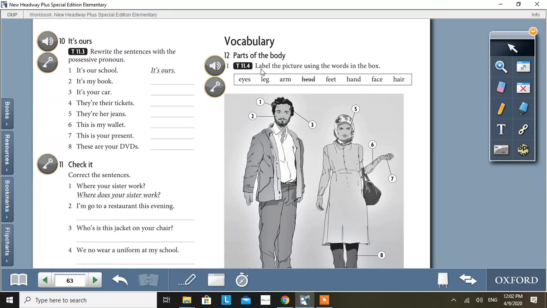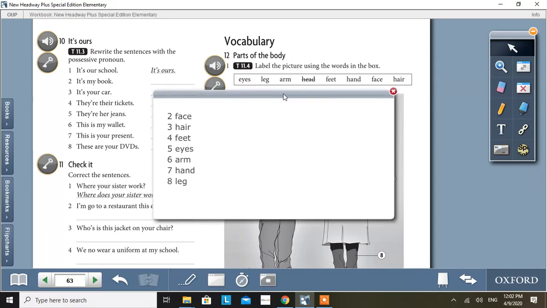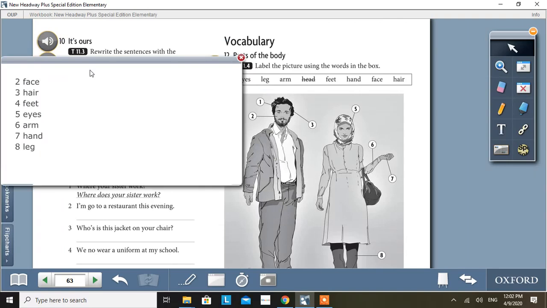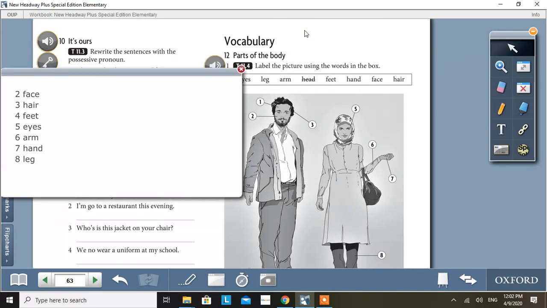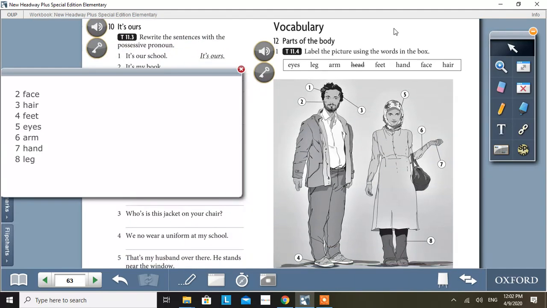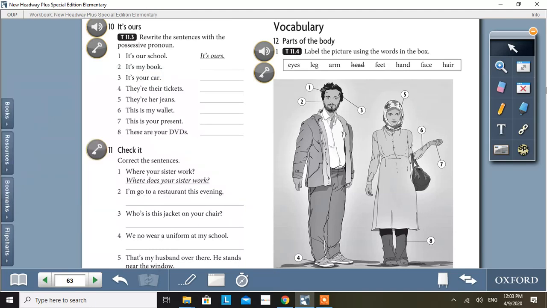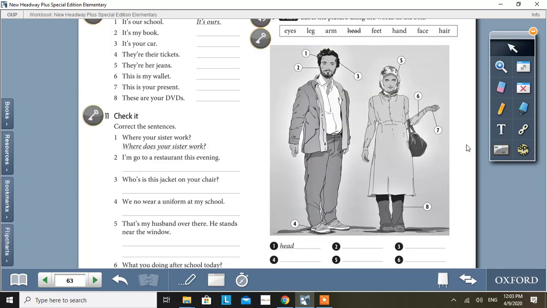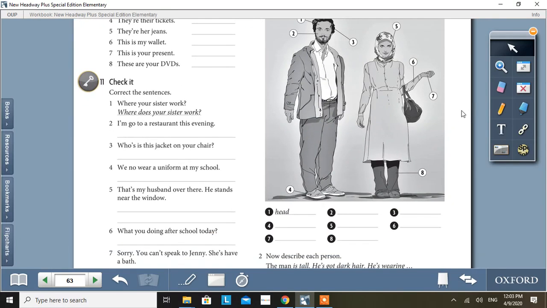Activity 1. Label the picture using the words in the box. This is the answer key. Now let's move to the next activity.